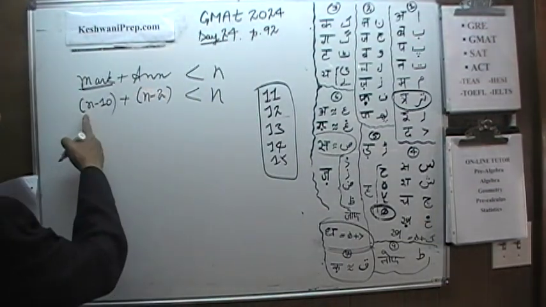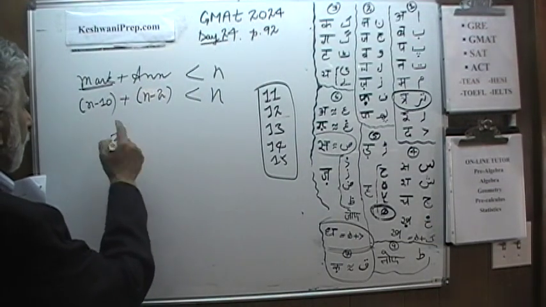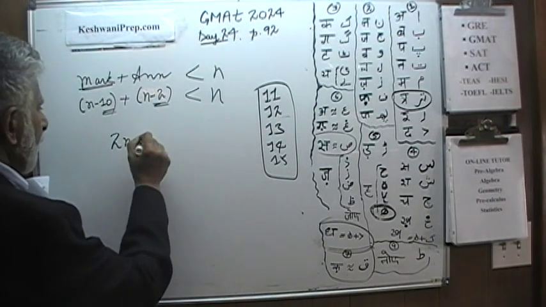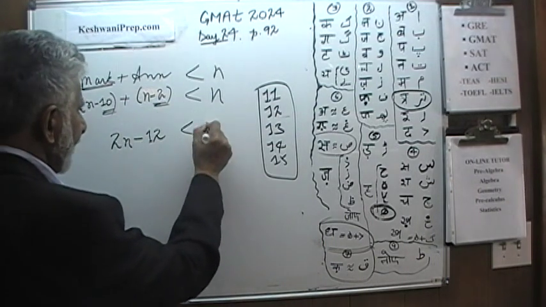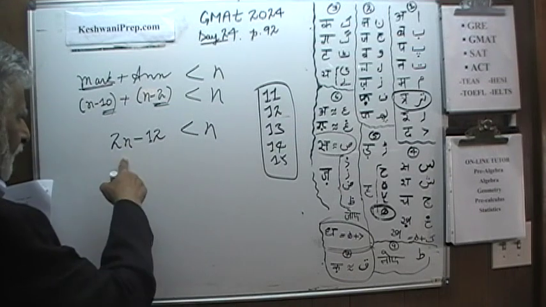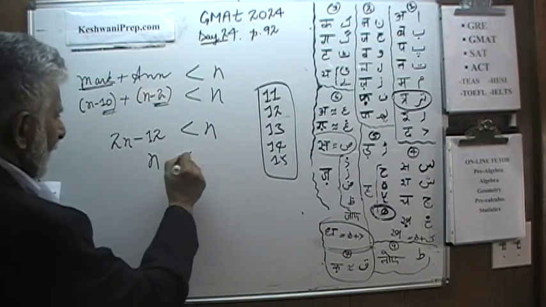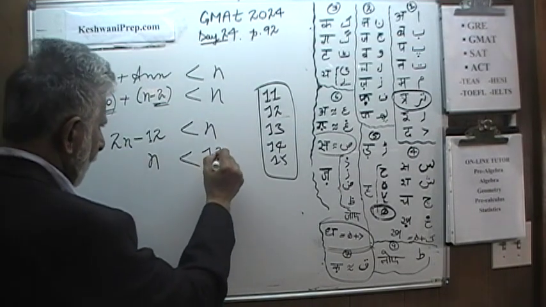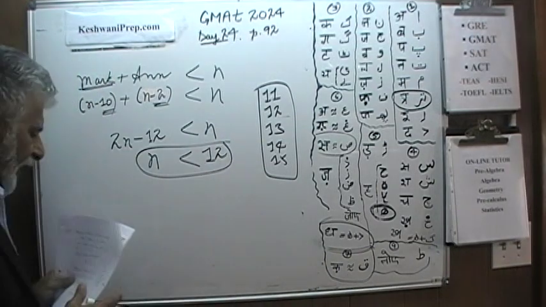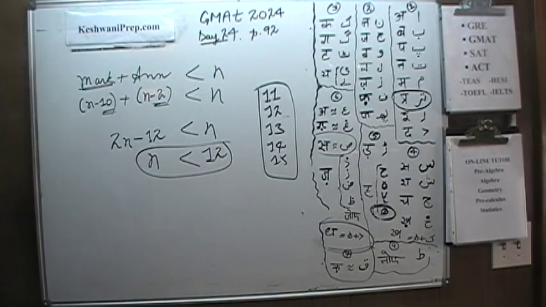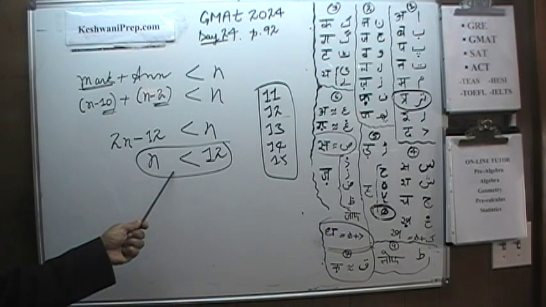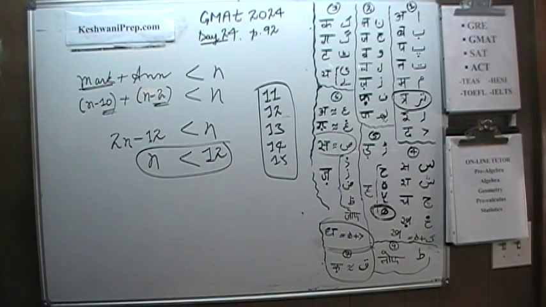Let's do it together. So n plus n is 2n. Negative 10 and a negative 2 is going to give us negative 12. That has to be less than n. Bring the n to this side. So n has to be less than, bring the 12 to that side. There you go. What we establish is that whatever n is has to be less than 12. If n has to be less than 12, the only answer choice here that is less than 12 is 11.